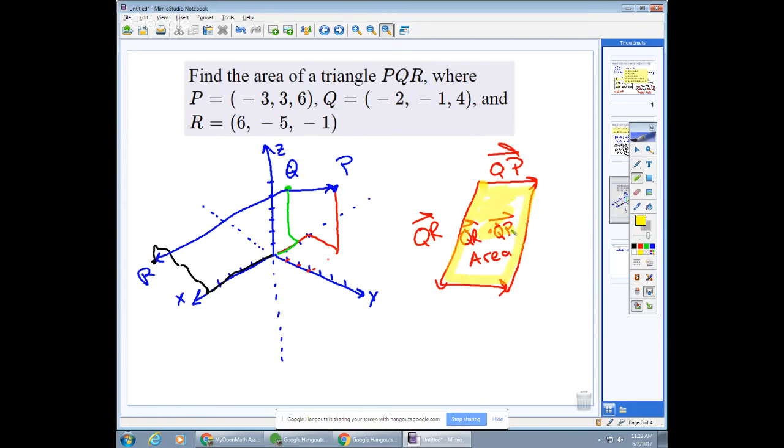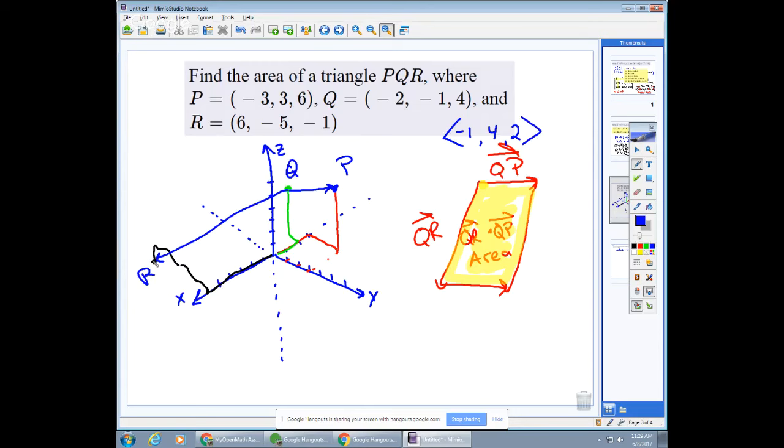So then we just divide that dot product by 2. What we have to do here is find the vector QP, which is a subtraction, P minus Q. The vector QR would be R minus Q. And then dot those two together, and that'll give us the area of the parallelogram, and then cut it in half. So the vector QP is going to be P minus Q. So -3 minus -2 is -1. 3 minus -1 is 4, and 6 minus 4 is 2. So that should be the vector QP.